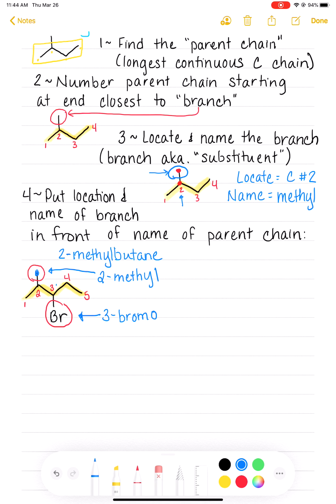So for naming the molecule now, step 4, we are going to put the location and the name of the branch in front of the name of the parent chain. Well, this time we have 2 branches. So if we have 2 branches, we're going to need to add a step 5 here. If we have 2 or more, because we could have 3 or 4, if we have 2 or more branches, they get alphabetized.